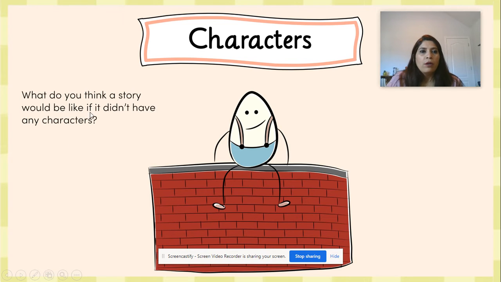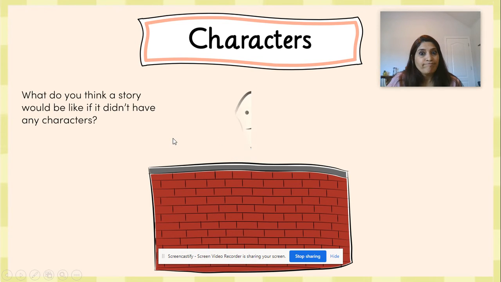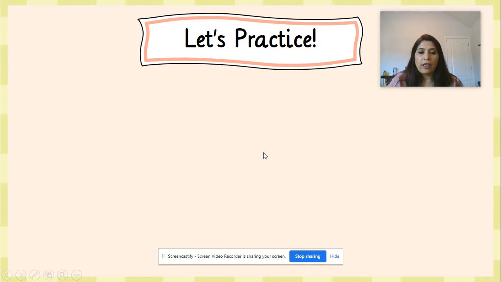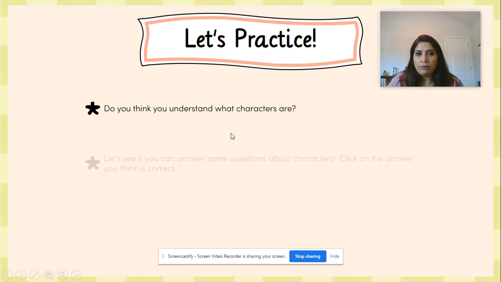Also, what do you think a story would be like if it did not have any characters? Now, imagine this is a story and there is no character. How do you think the story is going to be? Obviously, it will probably be pretty boring. We need to have good characters in our stories to keep the stories alive and move along. Otherwise, we will not be able to read it, right?